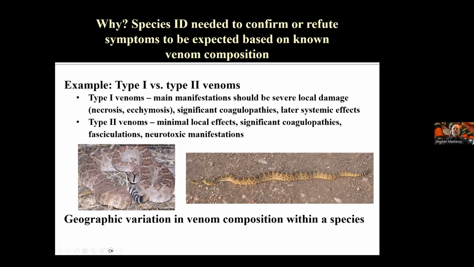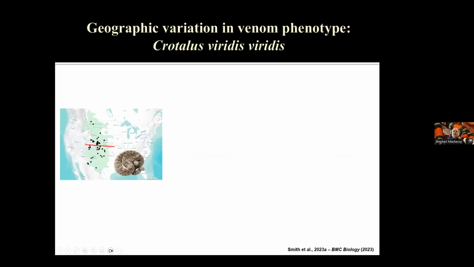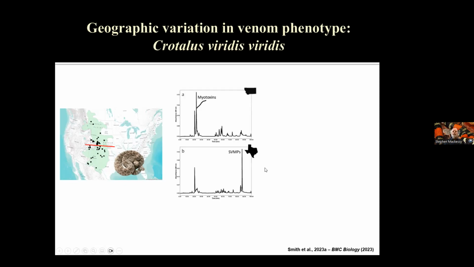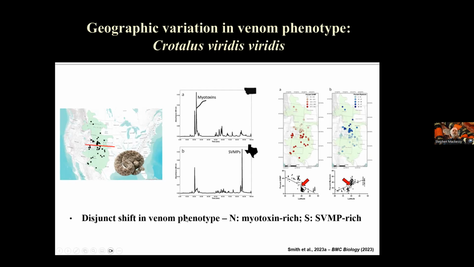We see geographic variation in venom composition, as we've heard just now from Wolfgang. And I want to mention one that's a little bit closer to home for me, and that's the prairie rattlesnake. This is a snake whose range extends all the way from southern Canada down into northern Mexico. Recently we sampled this, and right at this red line here, which corresponds roughly to Interstate 70, if you know anything about highways in America, the northern and the southern phenotypes of the prairie rattlesnake are very, very different. And in fact, they follow this pattern where there's this disjunct shift right at about that line.